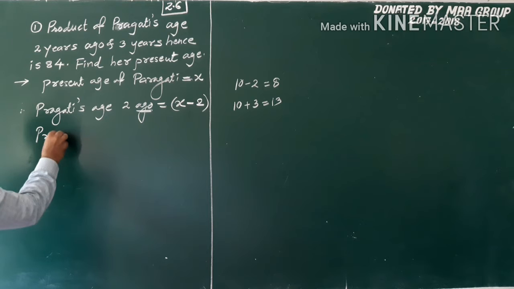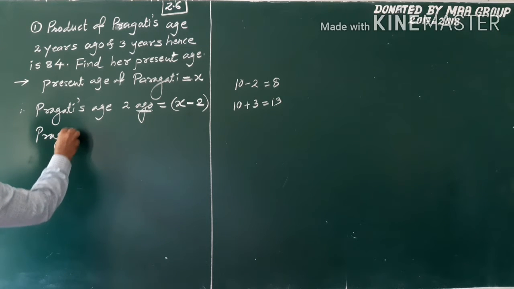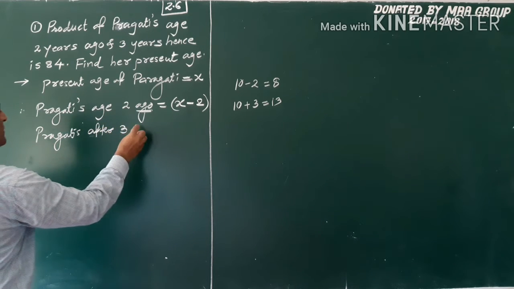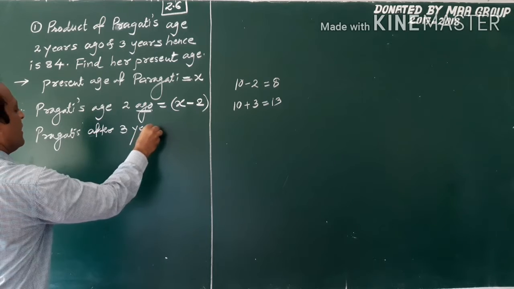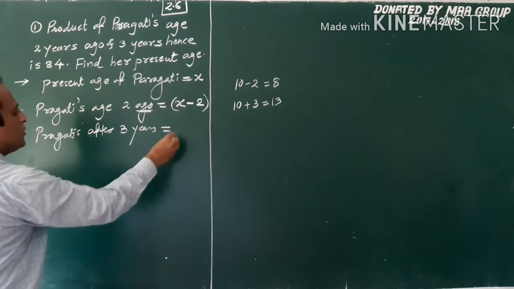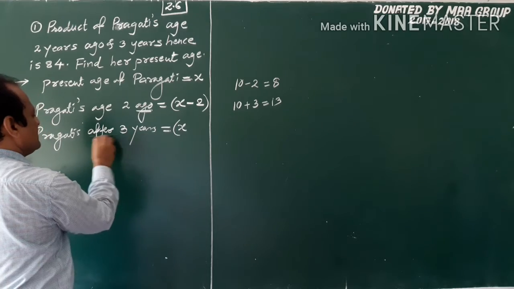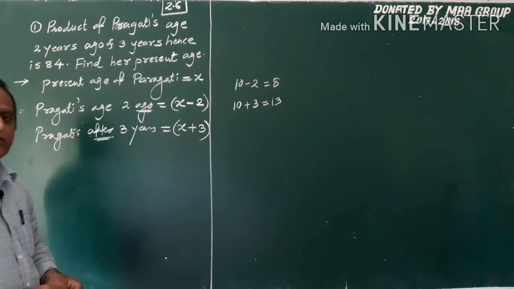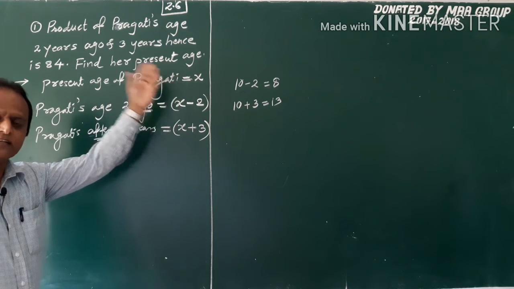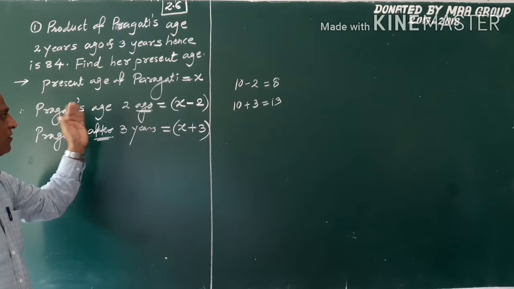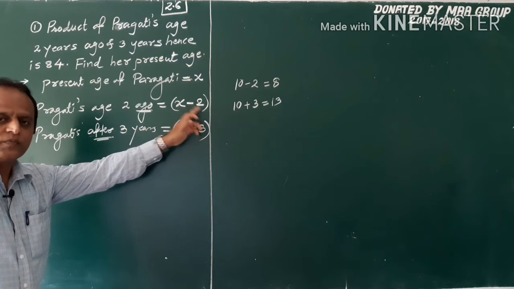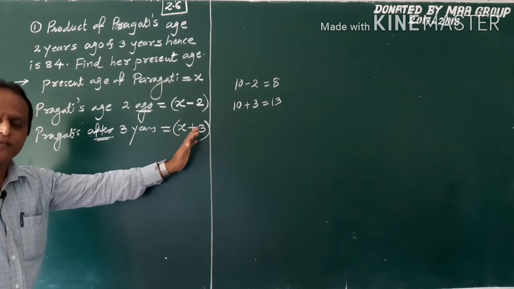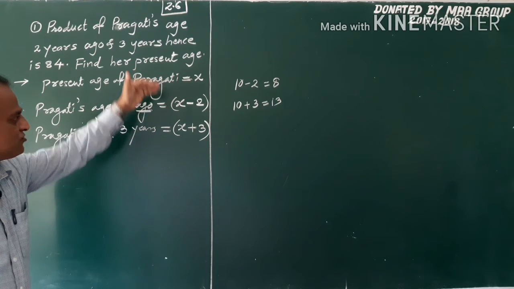Similarly, Pragati's age after 3 years is equal to x plus 3. Here "after" is there, so we have to add: x plus 3. In this way, we have found the present age is x, then 2 years ago her age was x minus 2, and after 3 years her age will be x plus 3. In this way, we have these 3 points.